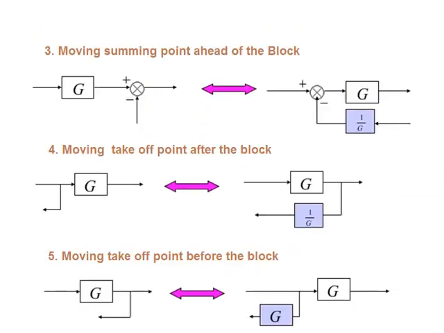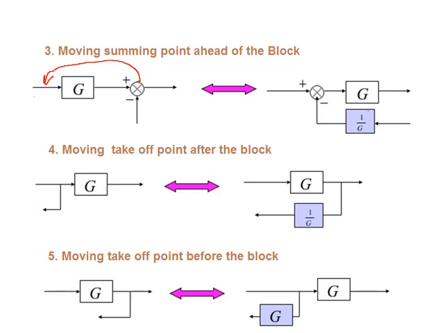Rule number 3 is moving the summing point ahead of a block. We have to shift this summing point before the block, or ahead of a block. The previous rule was shifting the summing point after the block, whereas here the rule is shifting the summing point before the block. What is the result of shifting the summing point ahead of a block? Look at this: here a 1 by G signal is added. We have to check why we have added 1 by G.